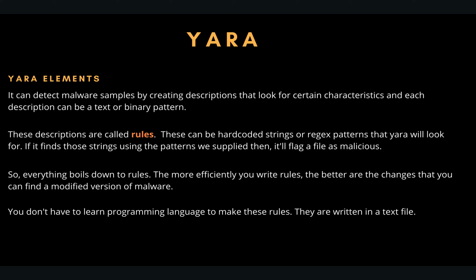Here you can see we are not computing the hash, but we are looking for certain texts or certain strings or certain hexadecimal characters in a file, and we are identifying them as malicious or not malicious based on that. So everything boils down to rules. The more efficiently you write these rules, the better are the chances that you can find a modified version of a malware. You don't have to learn any programming languages in order to write these rules.